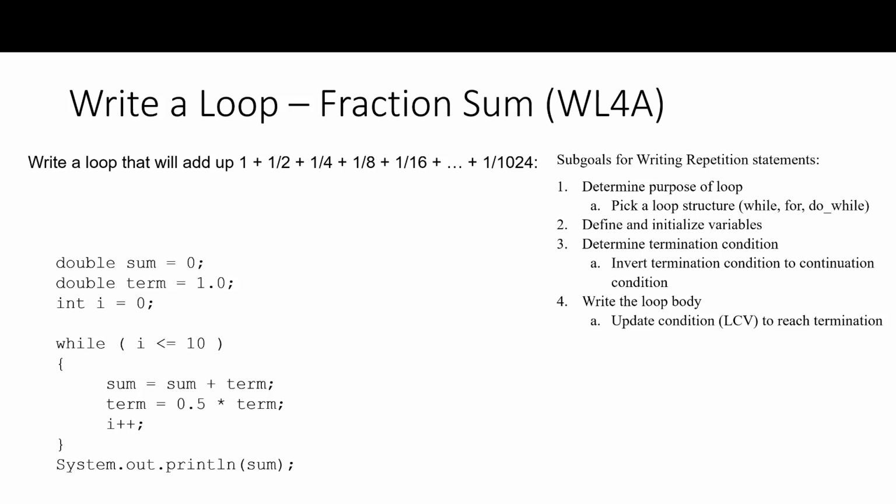The loop looks like this. We initialize sum to 0, term to 1.0, and I, our loop control variable, to 0. While I is less than or equal to 10, sum is equal to the sum plus the term, and then divide the term in half. Increment I. At the end, we want to print the sum. That's the end of this worked example.